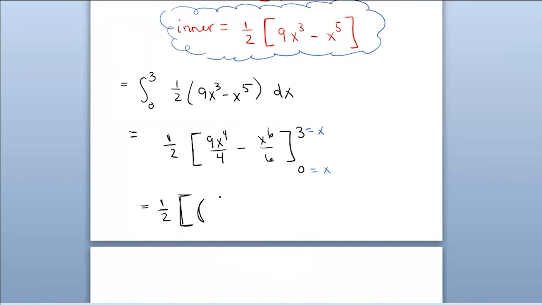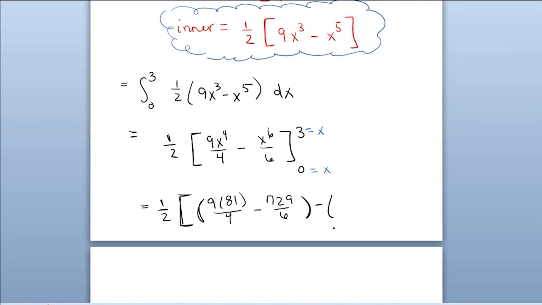All right, so do my upper limit, which is 3. I have a 9. I have x to the 4th, which is 3 to the 4th, which is 81. Then I have an x to the 6th, which becomes a 3 to the 6th, which is 729 over 6.